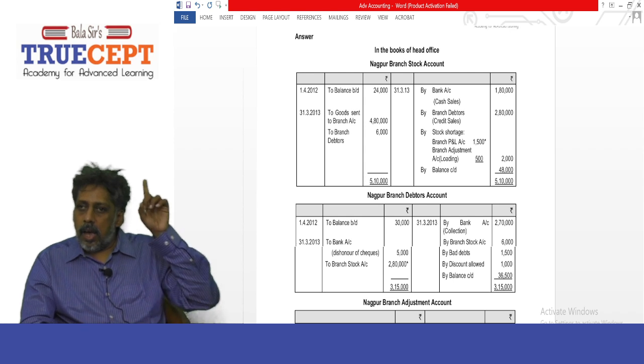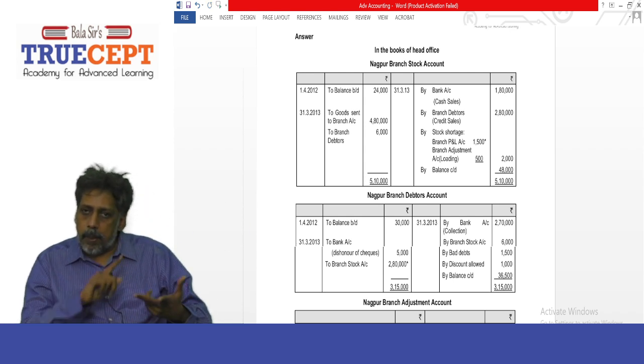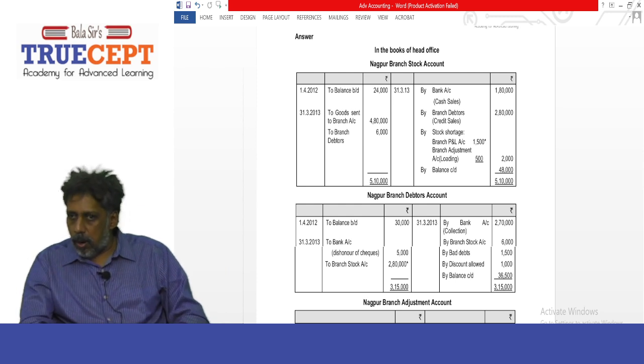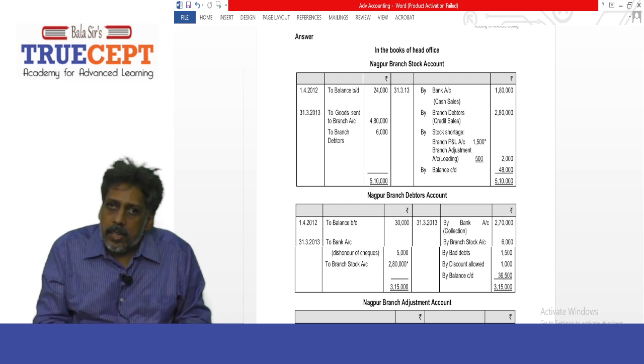And then to branch debtors account 6,000. And on the credit side, when the goods are sold for cash, you can write by branch cash account or by cash account. How much? 1,80,000. And then by branch debtors account. What do you get? 2,80,000. Exactly. Then leave two lines and write by balance carried down, given as 48,000. Now what happens? Stock account will not tally.